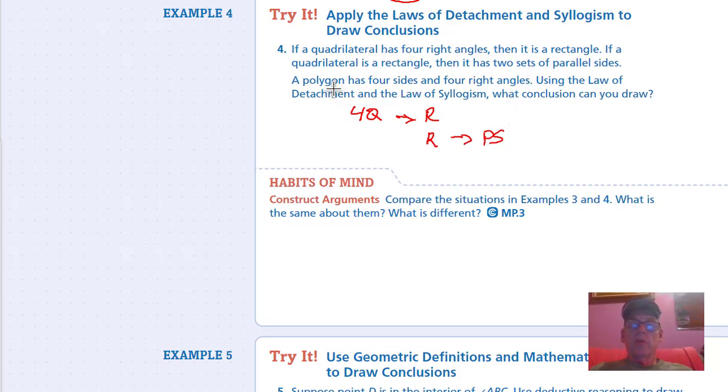So let's see. This polygon has four sides and four right angles. So the four sides makes it a quadrilateral, and it's got the four right angles. So the four went with the right angles, and the other went with being a quadrilateral. So this polygon is the 4Q. It's a quad with four angles. Using the law of detachment and syllogism, what can we conclude? Well, that means it's a rectangle. But if it's a rectangle, it must have parallel sides. So this polygon must have parallel sides.